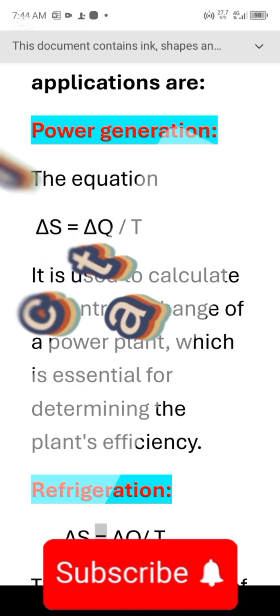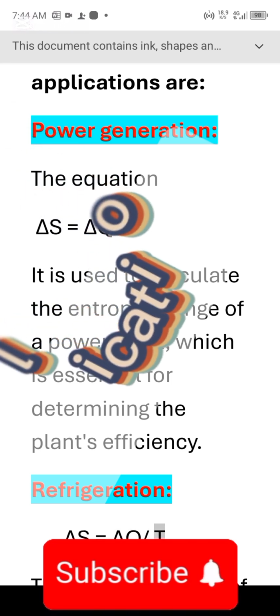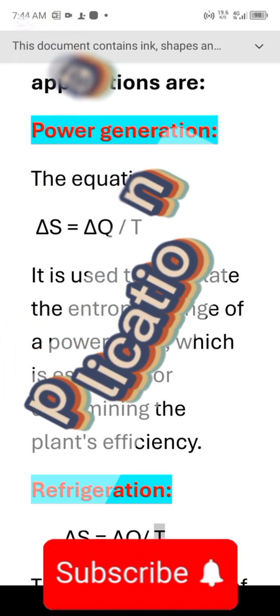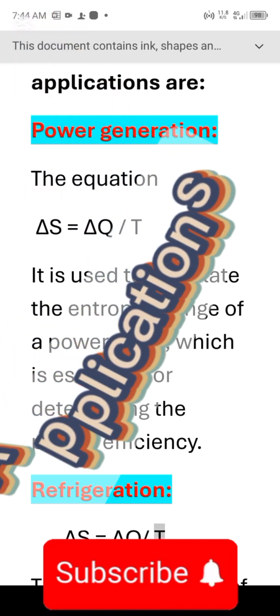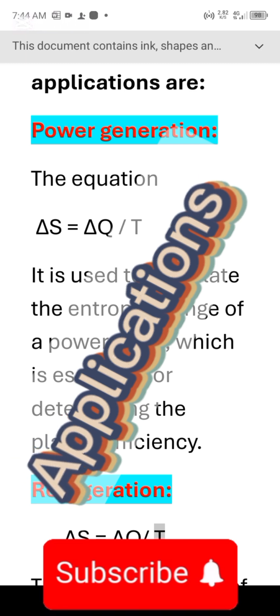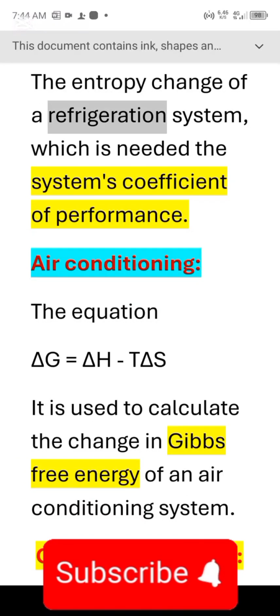Refrigeration. ΔS equals ΔQ/T. The entropy change of a refrigeration system is needed for the system's coefficient of performance. Air conditioning. The equation ΔG equals ΔH minus TΔS is used to calculate the change in Gibbs free energy of an air conditioning system.